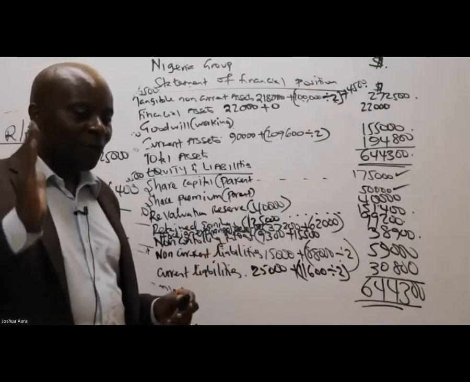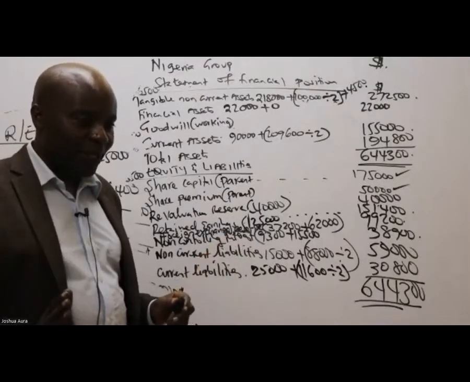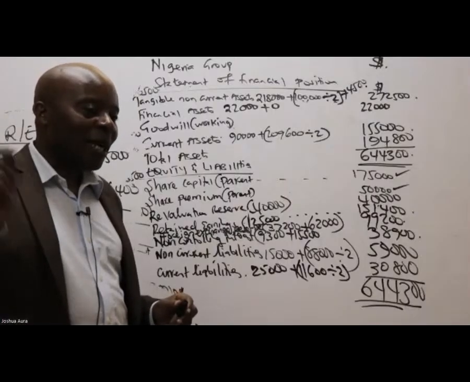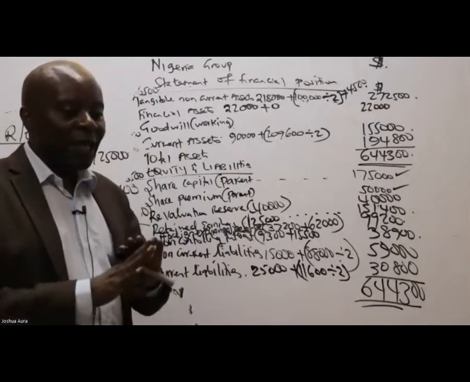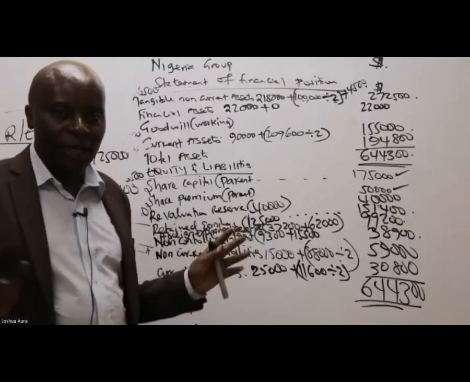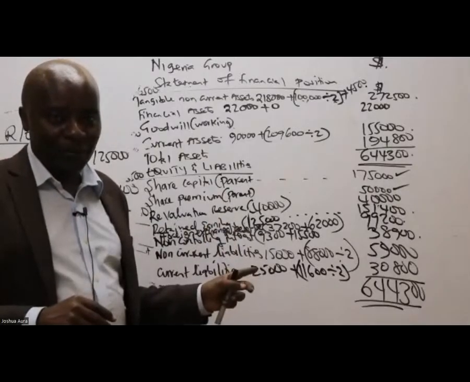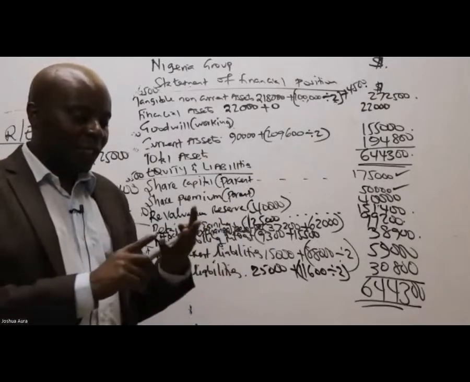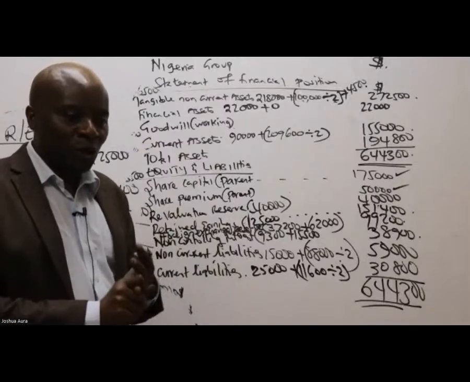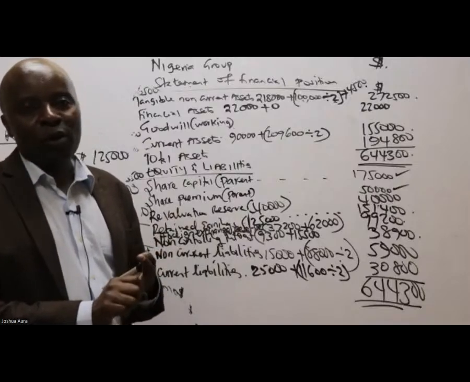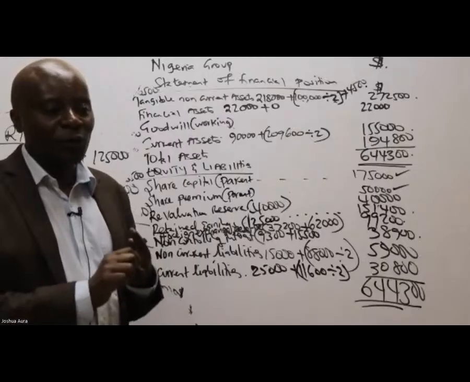I'll now proceed to do the income statement. And then I'll do the one that came last semester, and that will be the end of this particular area. Now from there, I'll be left with step acquisition, disposal, and the group cash flow.